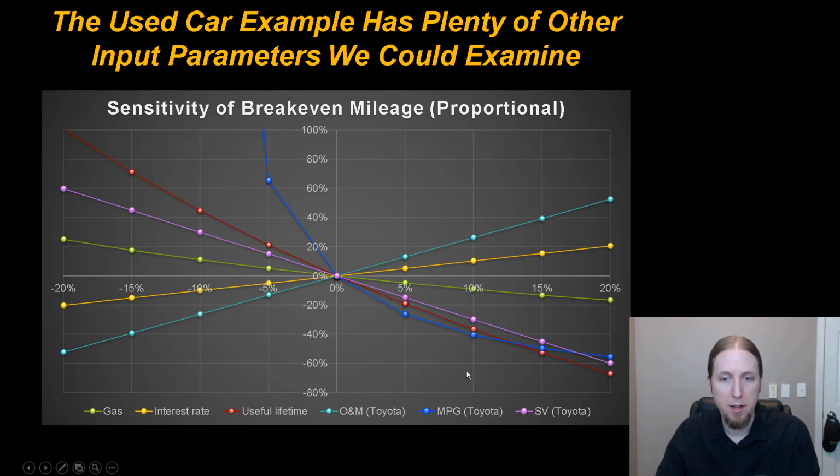On the other hand, if we have something like the useful lifetime, if that increases, that corresponds to a reduction in our required break-even mileage that we have to drive per year. So this conforms with our intuition, and in the next video, we'll learn how to make this plot.